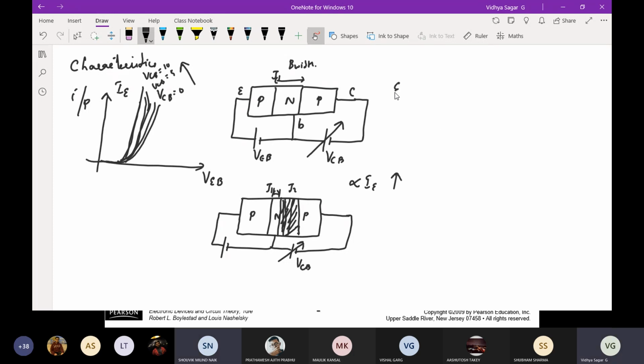So we call this the early effect. So the early effect is the change in your base width due to increasing VCB. Is that right? As a change in base width.